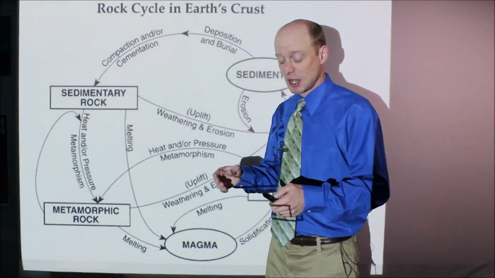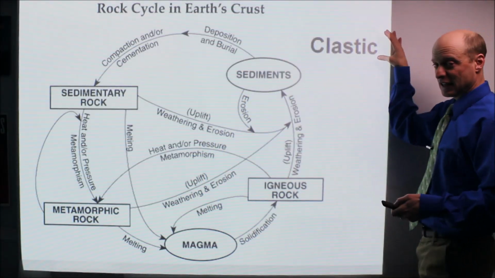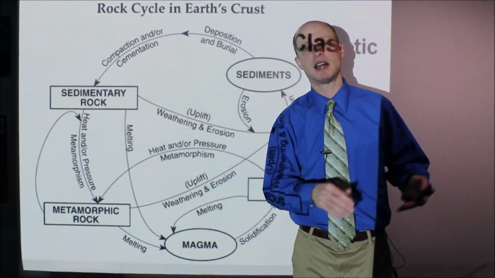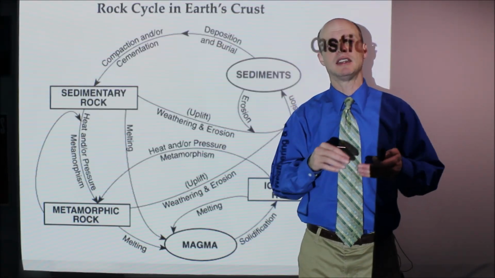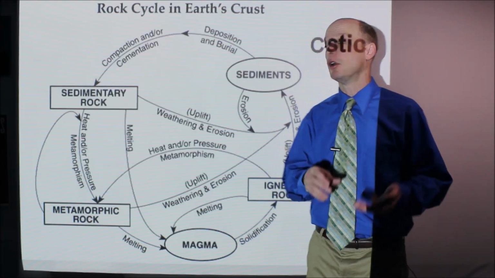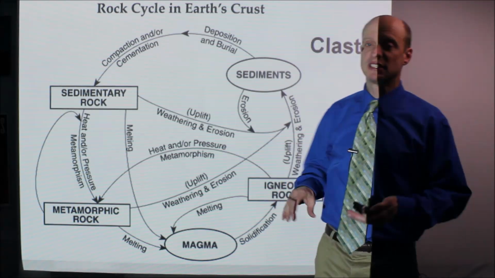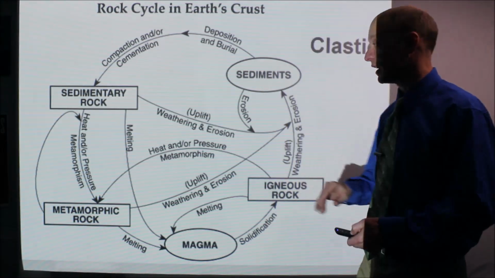In this case, what I'm referring to are clastic sedimentary rocks. That means pieces of other rocks, again, pebbles and sand and gravel and silt and clay. Those are the traditional, what we think of as sedimentary rocks, clastic. There are other kinds that we'll get to.